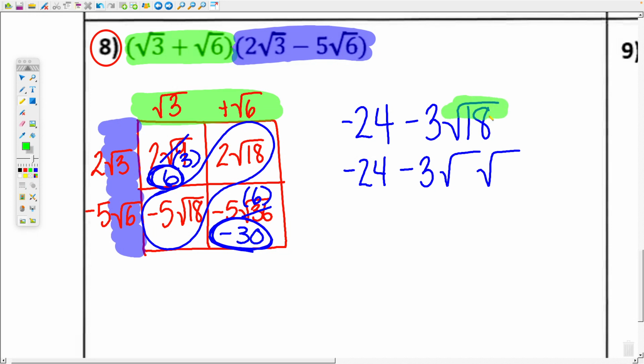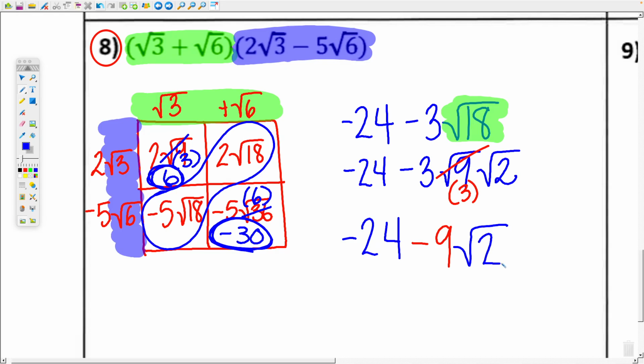So this will now become the square root of 9 times the square root of 2. And I can simplify the square root of 9 because the square root of 9 is 3. 3 times negative 3 is negative 9. And everything else that was above, I just need to bring it down. Bring down the negative 24, bring down the radical 2. Do not try to go any farther. They are not like terms, so you cannot go any farther. Stop here.